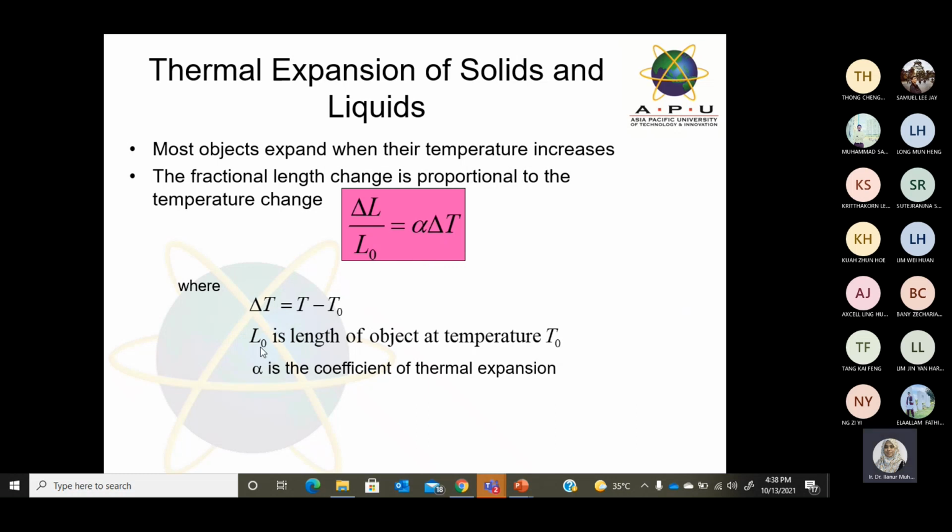Okay, L0 is the length of the object. So when you see the 0, it is the original temperature, original length. It is the length of the object at temperature T0. And then alpha is the coefficient of thermal expansion. So this formula will be provided during the exam in the formula sheet. Okay.